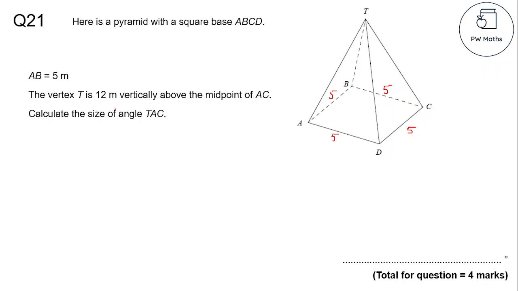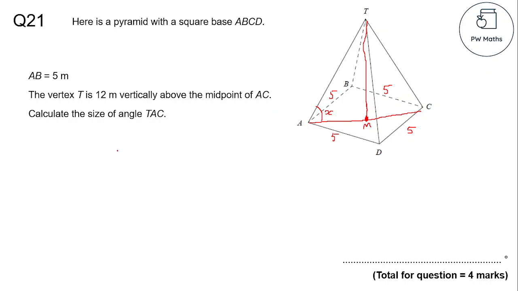It says calculate the size of the angle T to A to C, which awkwardly isn't drawn, so I'm just going to draw that in there. And it's this angle that I'm trying to work out. Let's call it X. It does say the vertex T, the pointy bit, is 12 metres vertically above the midpoint of AC. So we'll call the midpoint M, and we'll draw that in there.